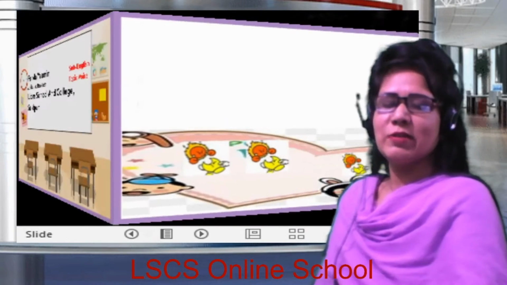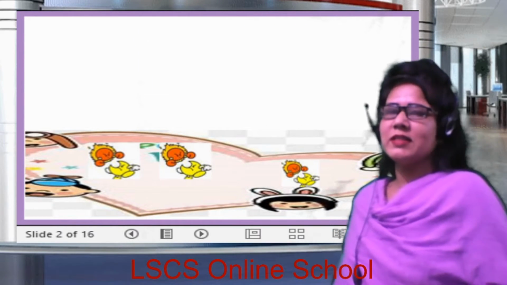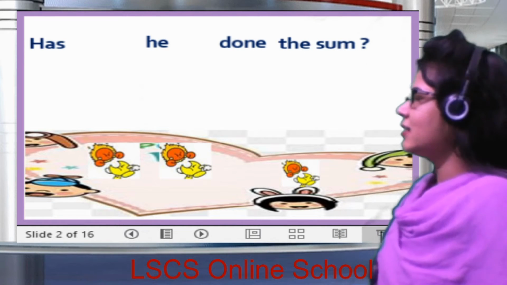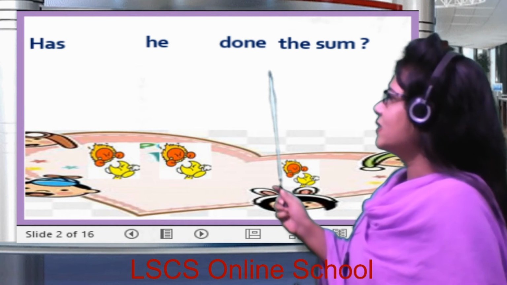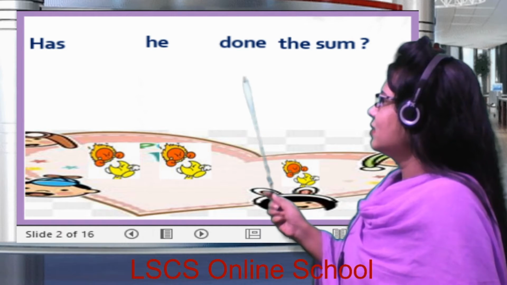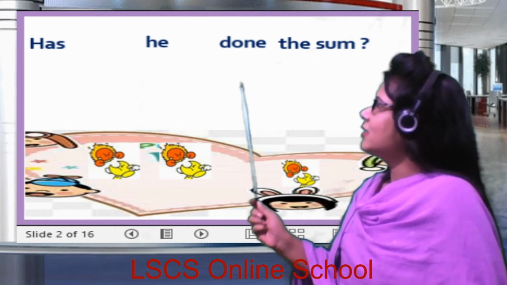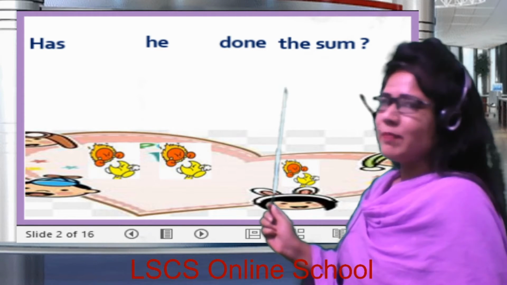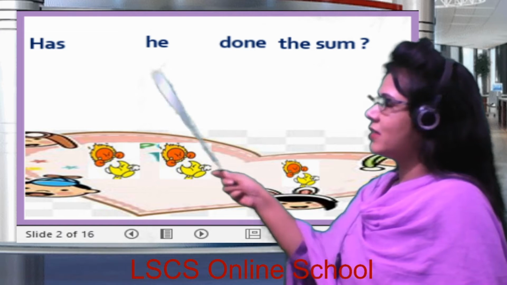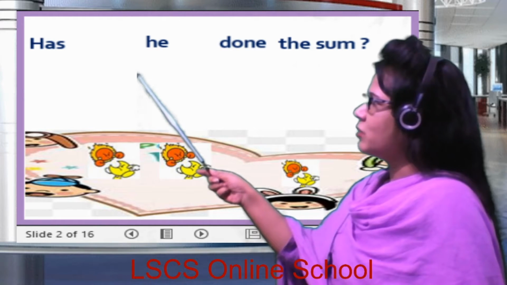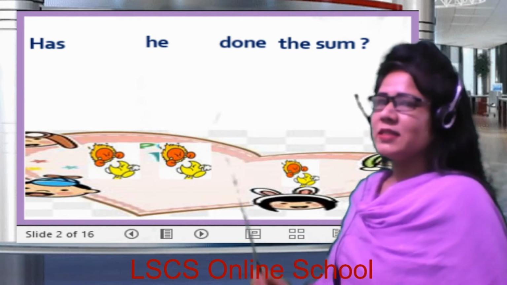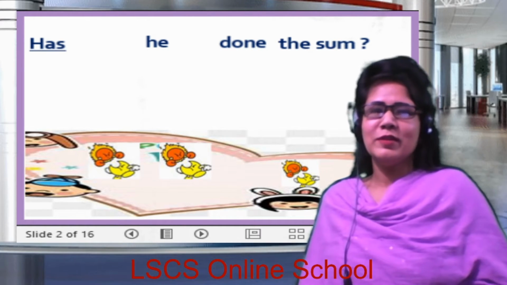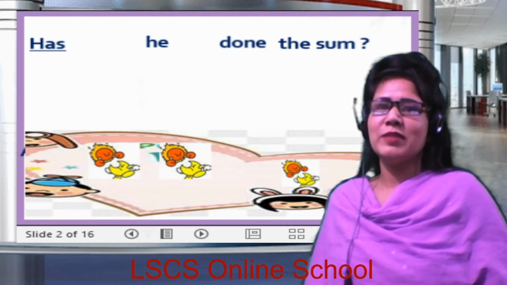So first see on the screen, dear learners. What can you see? This is a sentence on the screen. Has he done the sum? This is an interrogative sentence. How can you guess? Because the sentence begins with a helping verb, dear students. So this is an interrogative sentence, and it is in active mode also. Now we'll change it into passive mode, dear students.